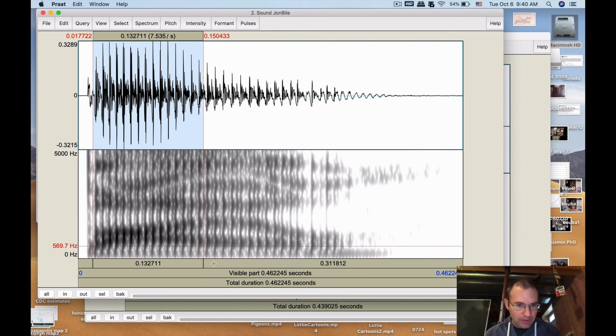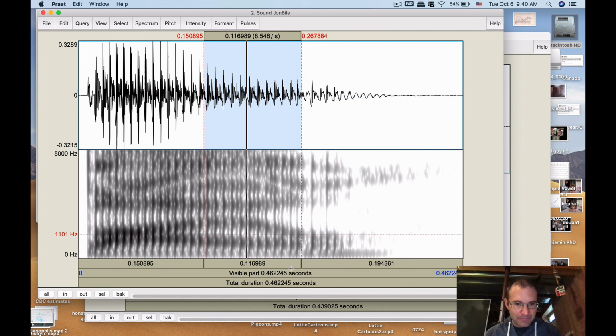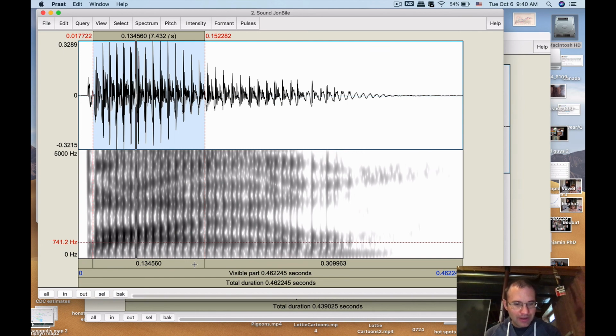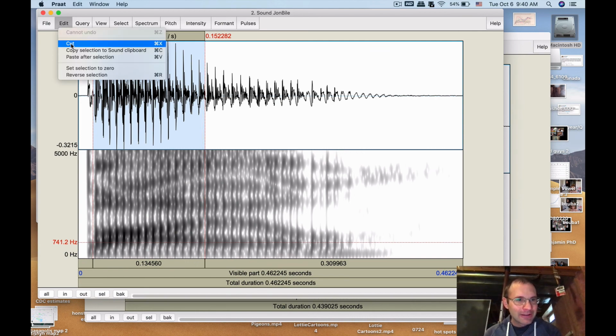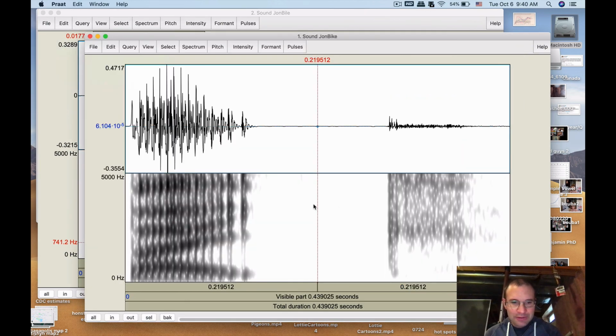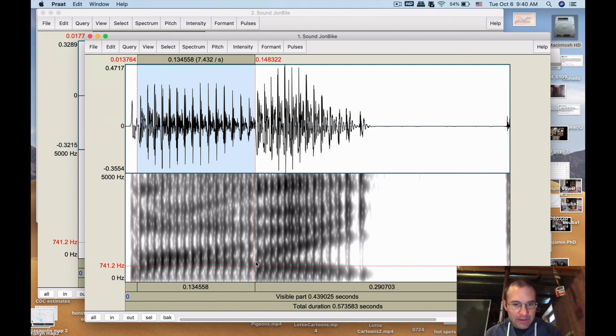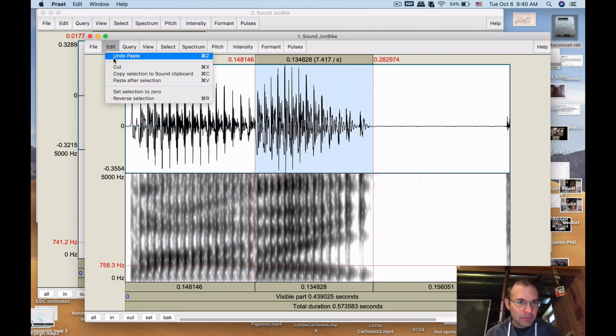And then there's maybe like an L, something like that. So I'm just going to grab, I think, this part, and then copy it over to the clipboard. And then put it where the I part of bike is supposed to be. So I'm going to cut out the original.